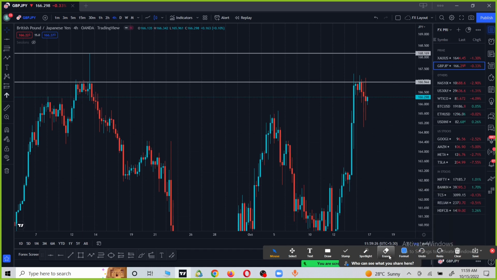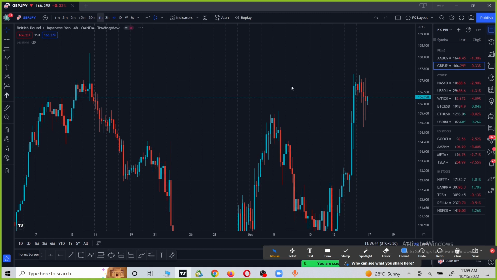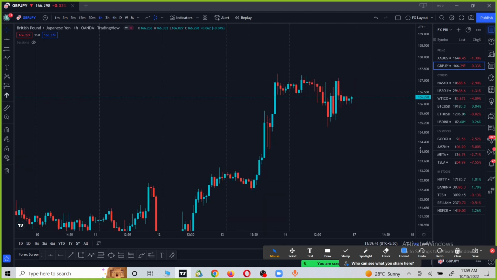If we get a 4-hour candle closure something like this above the resistance, we can expect the next candle to retest the recent broken zone and move to the next resistance, something like this. So this is something we are going to expect on the 4-hour chart. Now let's see what is happening on the 1-hour chart.